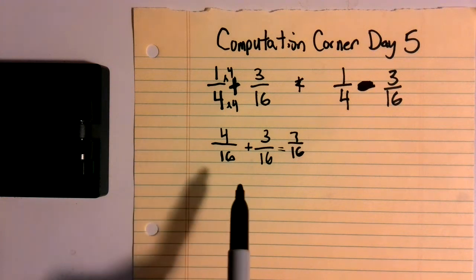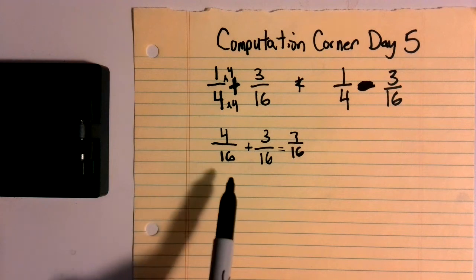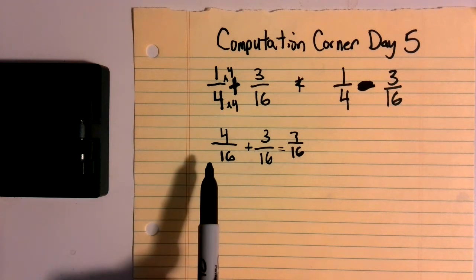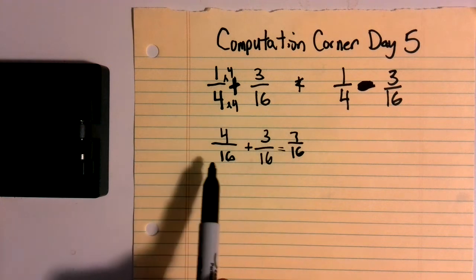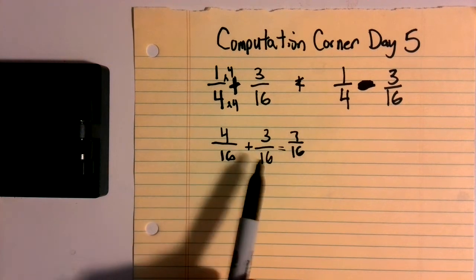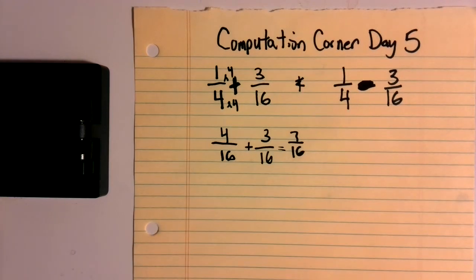So I have 4/16 plus 3/16. I have 7/16 because I'm talking about the same unit, the same fraction, the same denominator. It's just like saying 4 apples plus 3 apples is 7 apples. 4/16 plus 3/16 is 7/16.